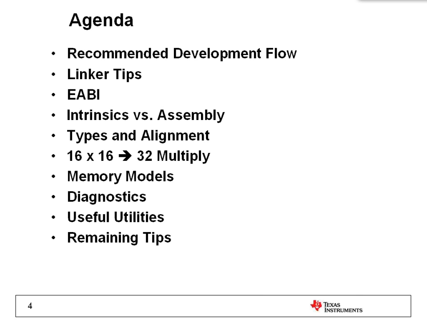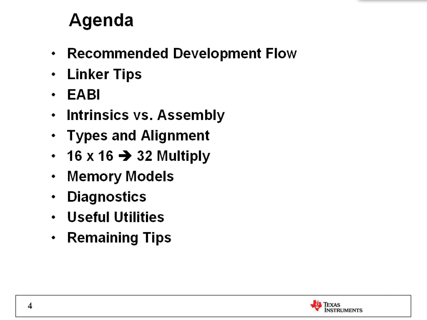16 by 16 and 32 multiply, it's a very common operation in DSP algorithms. There's a right way to go about it, and there's a wrong way to go about it, and we'll get to see both of them. Memory models: it varies from target to target, but there are some base concepts behind memory models. Why do we have memory models, what do you do to activate the extended memory models, and what price do you pay when you do that?